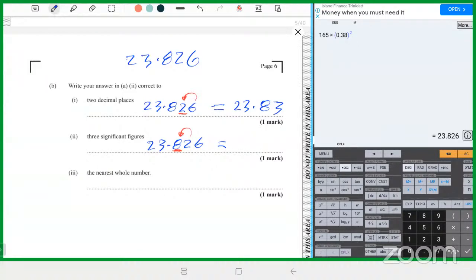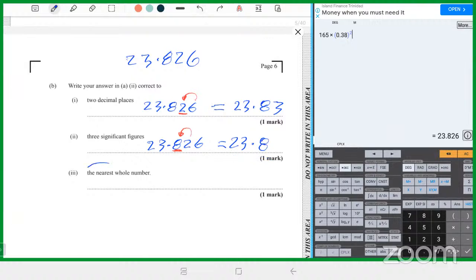So technically, you would write 23.8 and then replace these numbers with zeros. But because these zeros fall after the decimal point and they're the last set of zeros, they don't change the value of the number, so we don't need to show them. Basically, that is it. When a question asks you for 3 significant figures, your answer will have 3 significant figures this way.